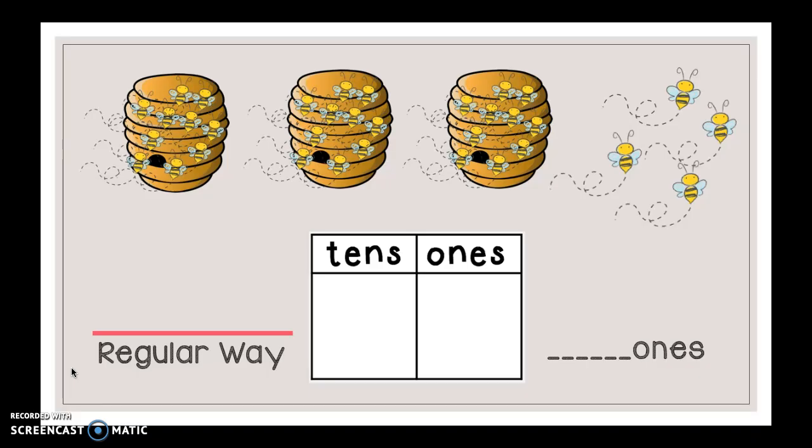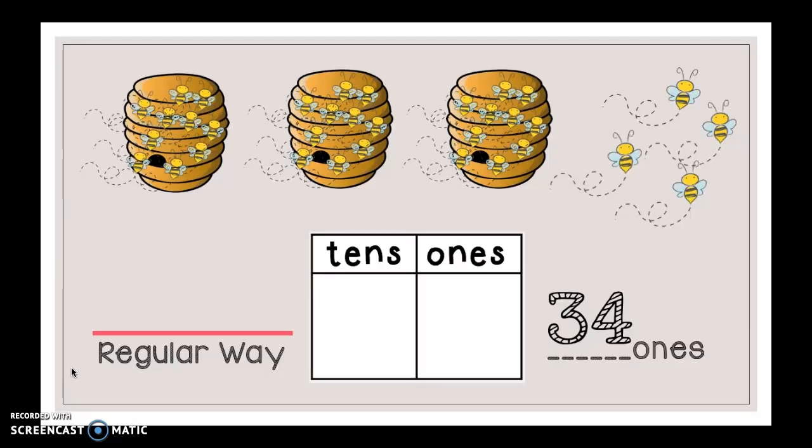Yeah. Did you say 34? I got the same answer. This is how I figured it out. I said, well, each hive has 10, so that means there's 10 ones floating around in there. So I just counted up. 10, 20, 30, 31, 32, 33, 34. So 34 ones.